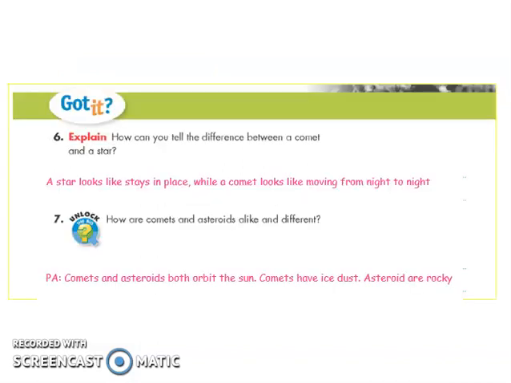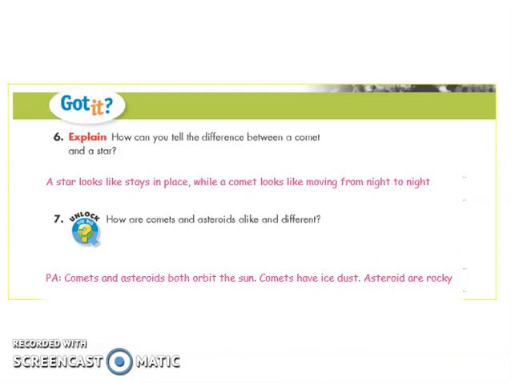Let's go here. Number 6. How can you tell the difference between a comet and a star? A star looks like it stays in place in space, while a comet looks like it is moving from night to night. A star is not moving, girls. But a comet could move if it is crashed or collided by other comets. So it could move, but a star is really not moving because it's really big.